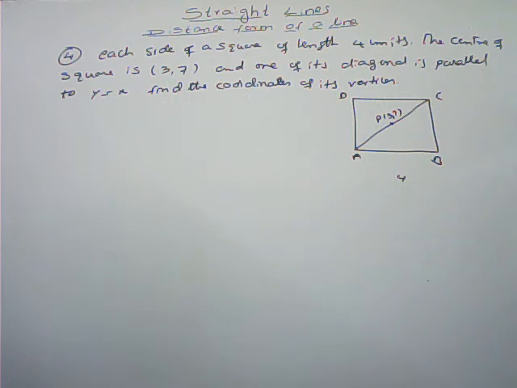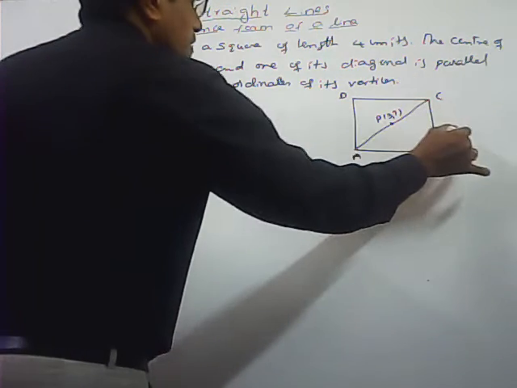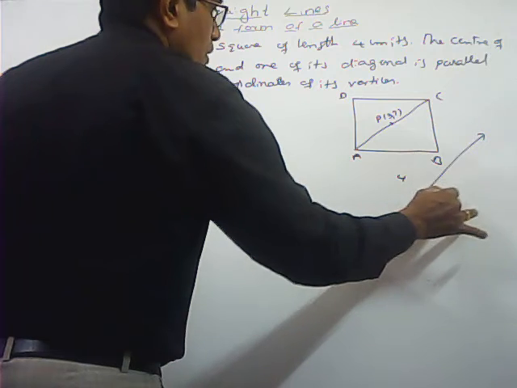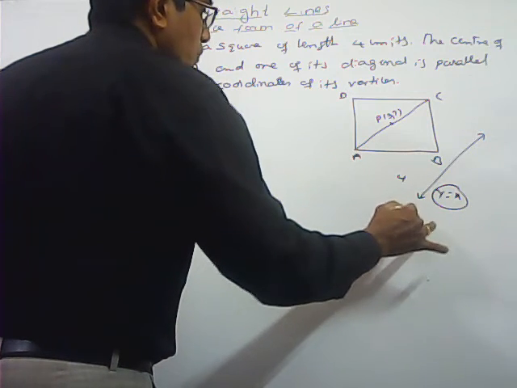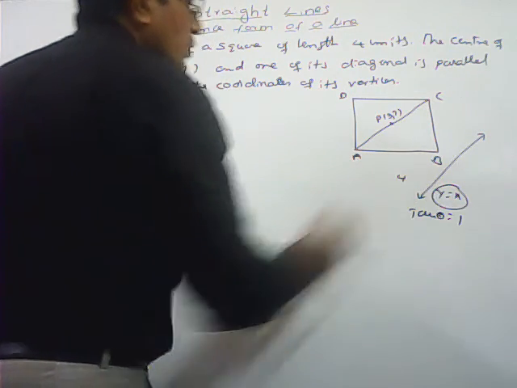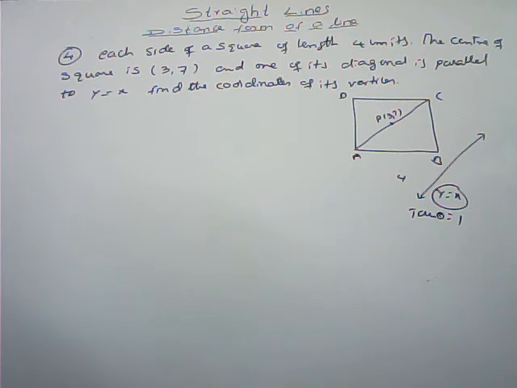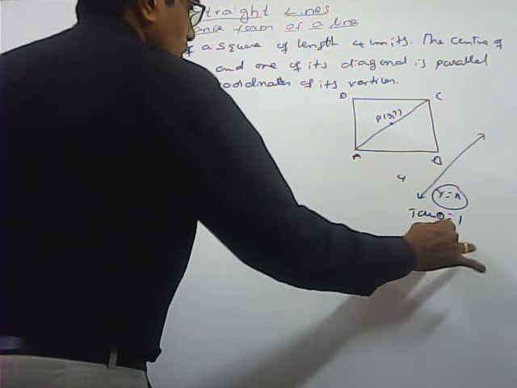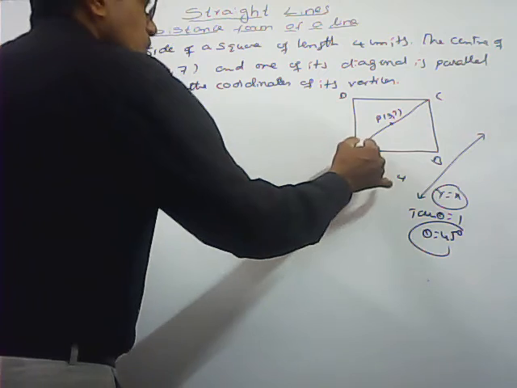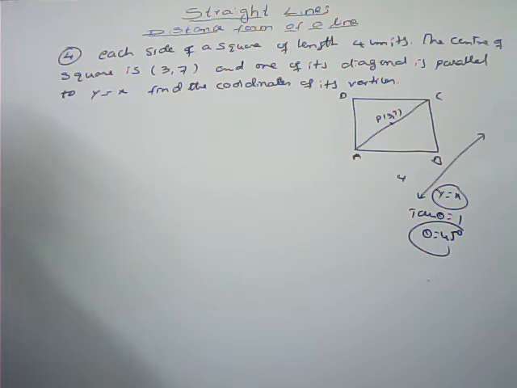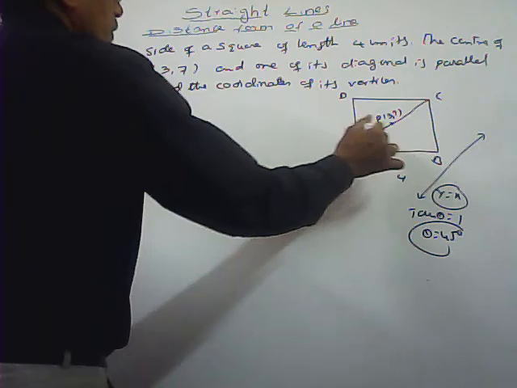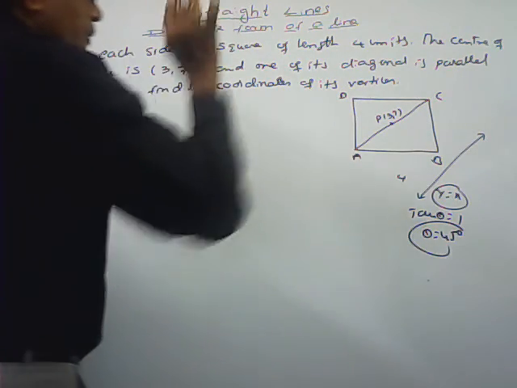And one of its diagonals is parallel to y is equal to x. So this is the diagonal, parallel to the line y is equal to x only. Then what about the slope of this one? y is equal to mx, so m is equal to 1, tan theta is equal to 1. So theta is equal to 45 degrees only. So this one makes an angle of 45 degrees with the positive direction of x. If these two lines are parallel, their slopes are equal only. So here also theta is equal to 45.